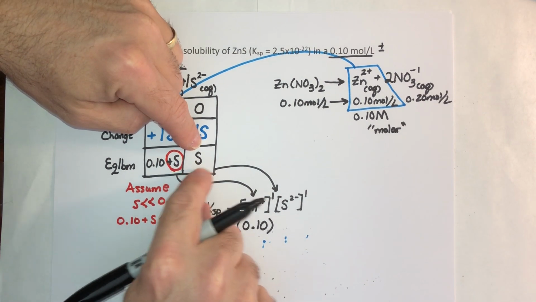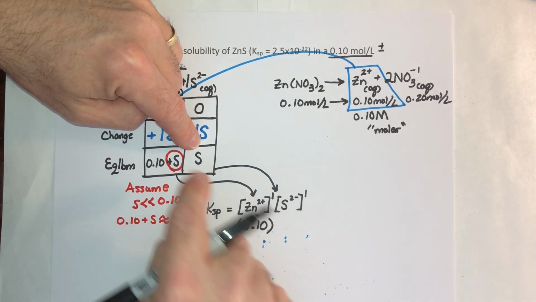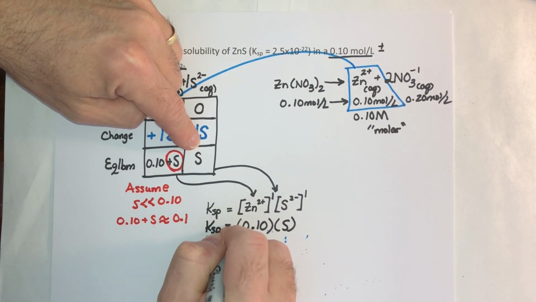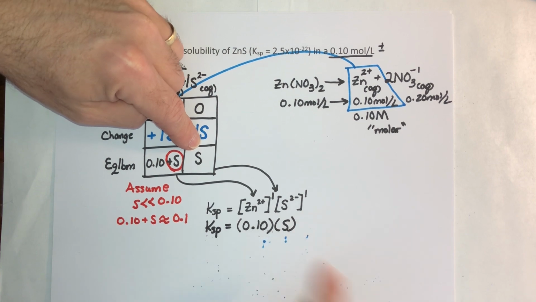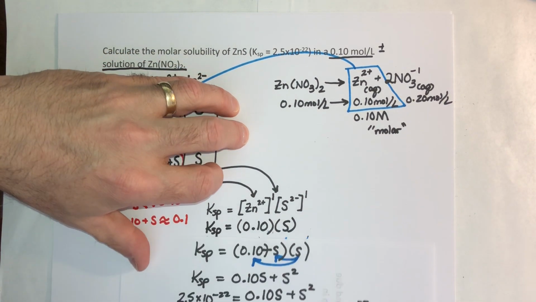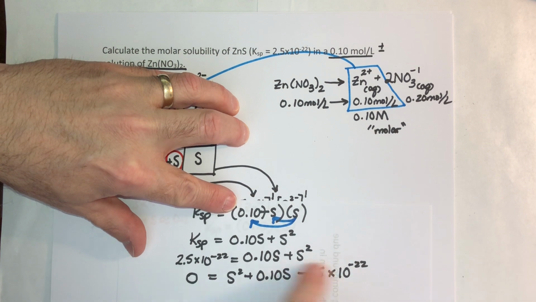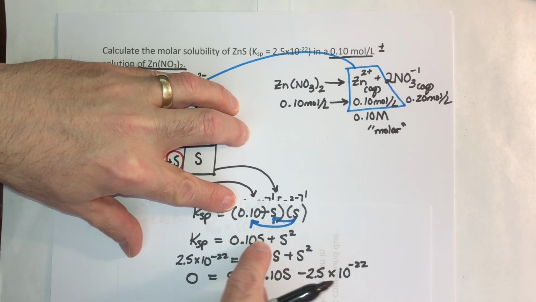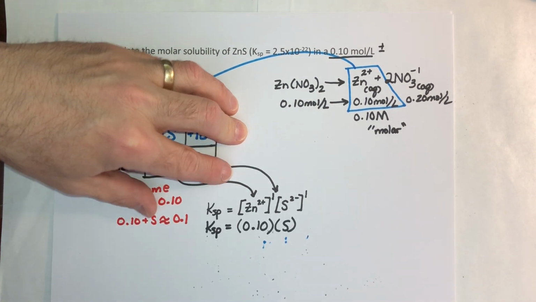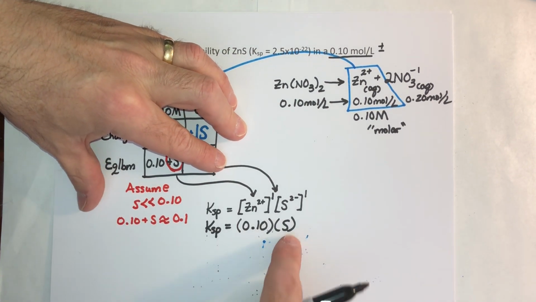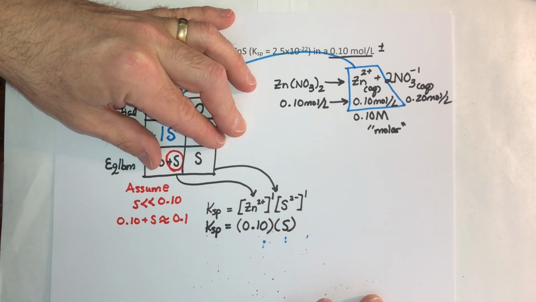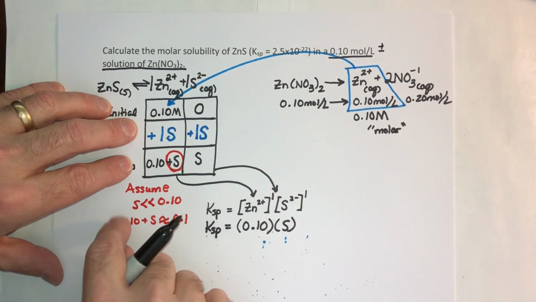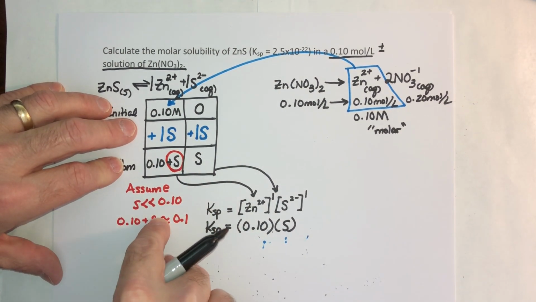Now, this over here is still just S. So how much sulfur do you have? I have S. So my KSP equals 0.1 times S. This is much, much nicer than ending up with a quadratic equation, right? Because here I had 0.1 times S and I had an S squared. For this one, I just have the 0.1 times S. It makes life a lot easier.